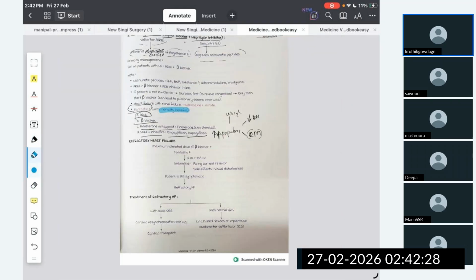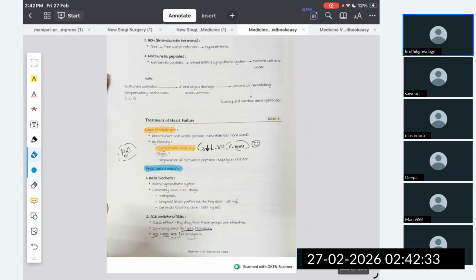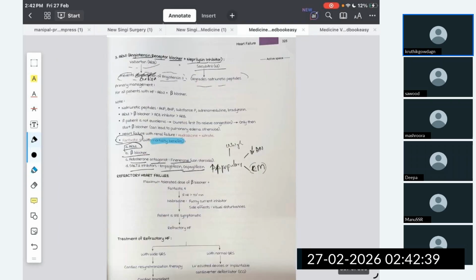Now, this is the basic pharmacotherapy that we give if the patient presents with heart failure, that is beta blockers, ACE/ARB inhibitors, neprilysin inhibitor. Along with that, we can give aldosterone antagonist or SGLT2 inhibitor.